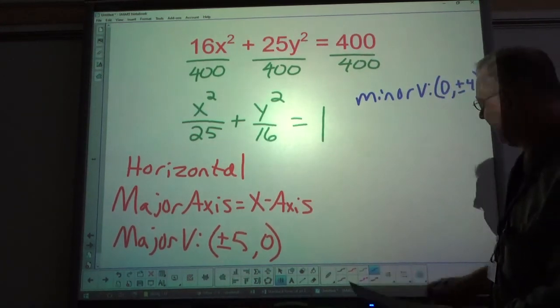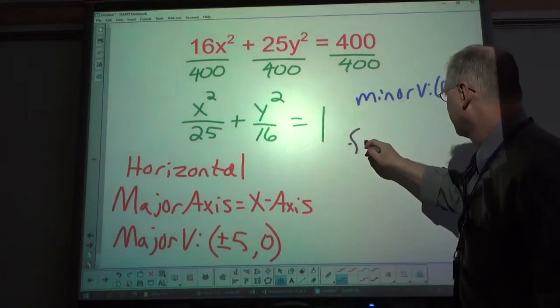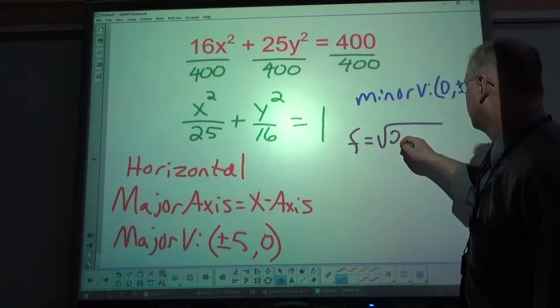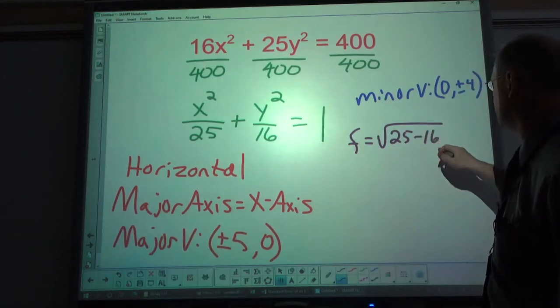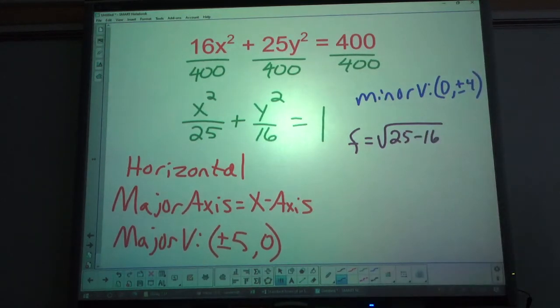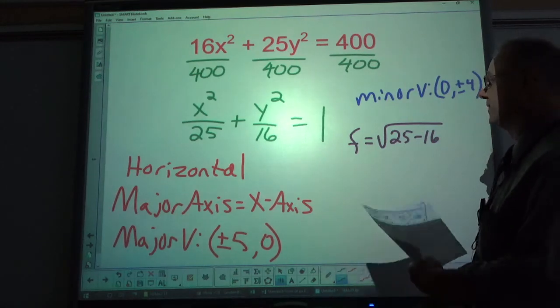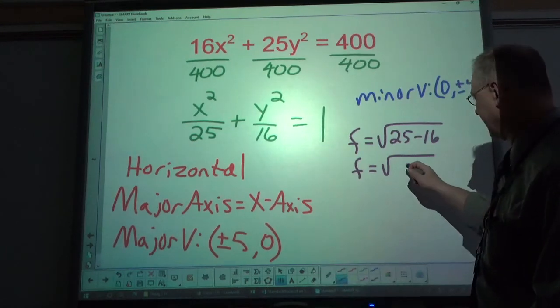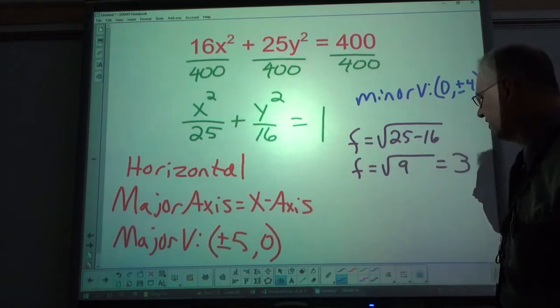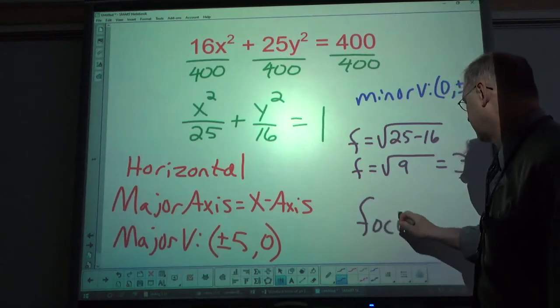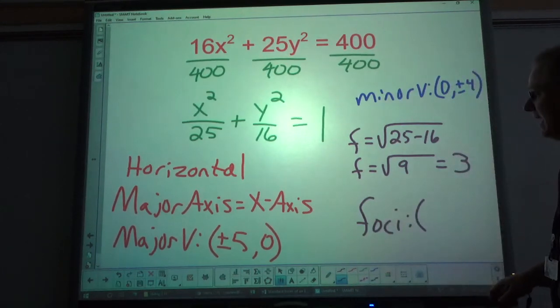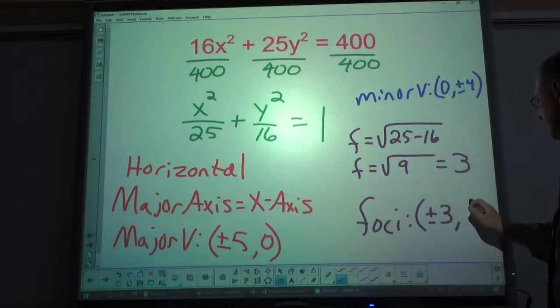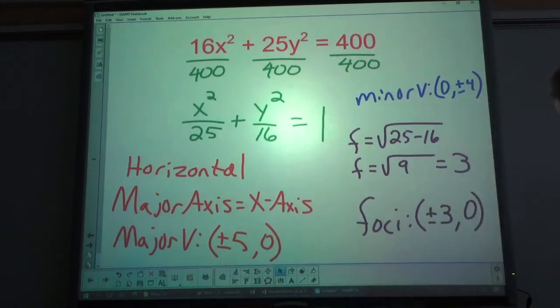And the f is the square root of 25, the big denominator minus the small denominator. Doesn't matter which one is the big, which one it's under, it's always big minus small. So f is going to be the square root of 9, which is the number 3. So the foci is going to be at plus or minus 3, comma 0. And there is your major facts that you need from this one.